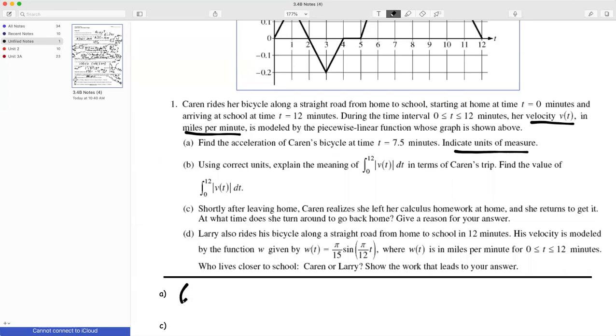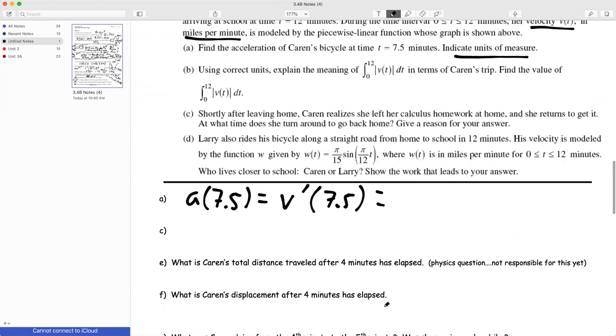I want, let me start over here. I want A of 7.5, which is equal to the derivative of the velocity at 7.5, which is the slope. So I need V of 8 minus V of 7 over 8 minus 7. Just the slope of the line segment.